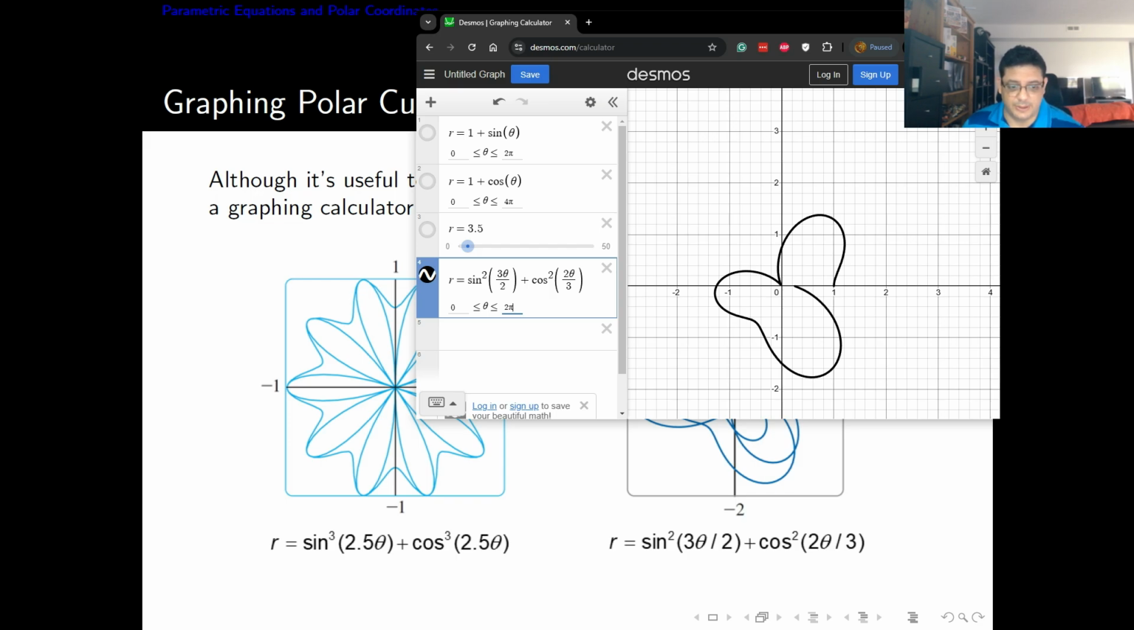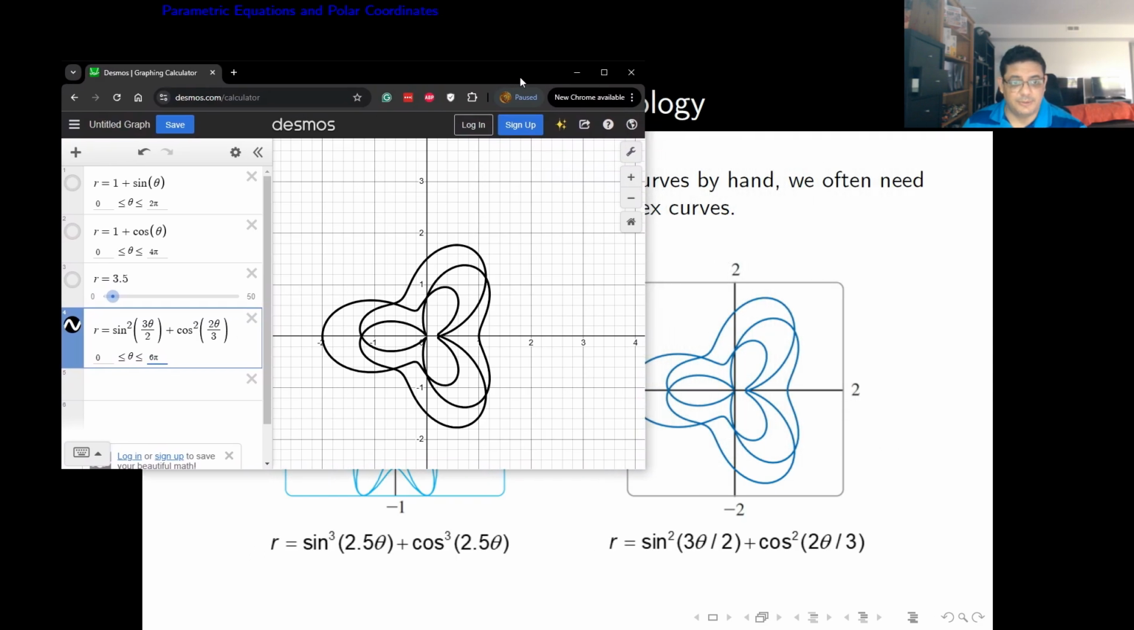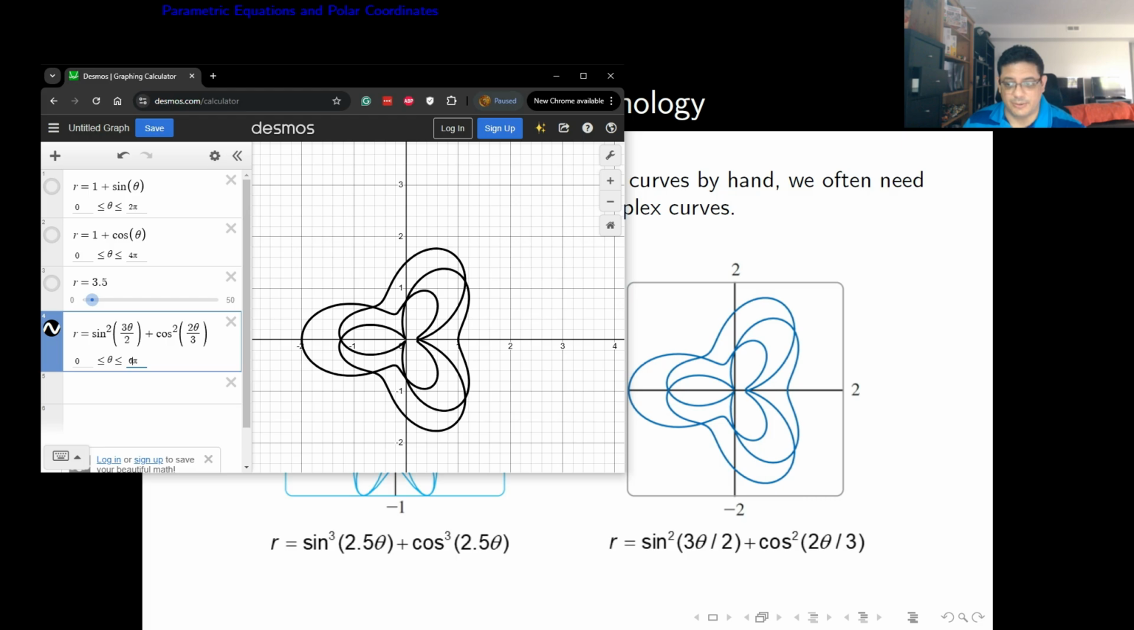It probably has to do with the fact that this is giving me more and more splits. So let me see if I do 4 pi. With 4 pi, it gets more around, but it also doesn't finish the curve. So now I have to get up to 6 pi to be able to complete the whole curve that I have over here. So sometimes it's very important to determine the domain over which theta is moving to be able to complete these graphs.